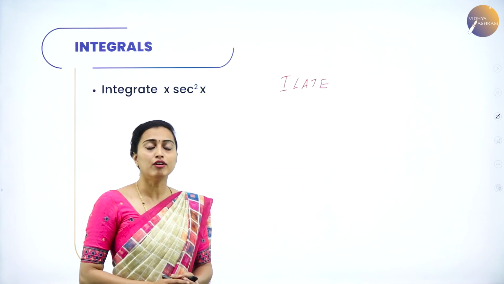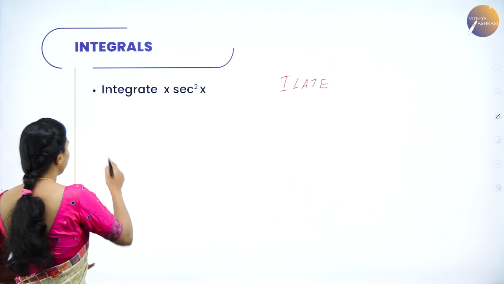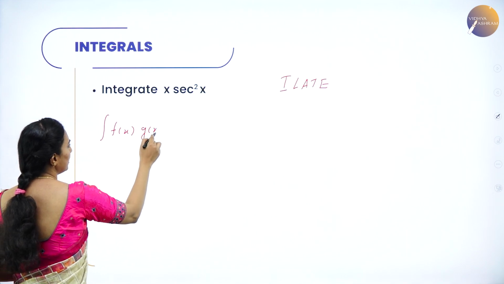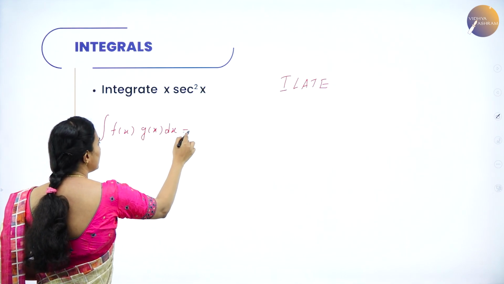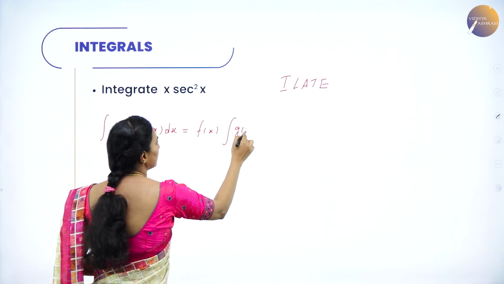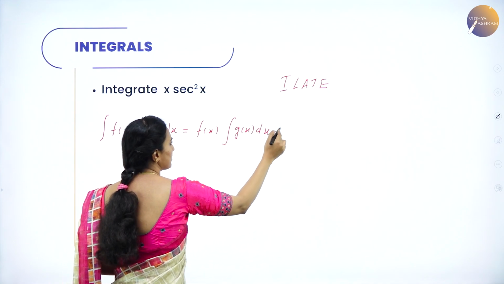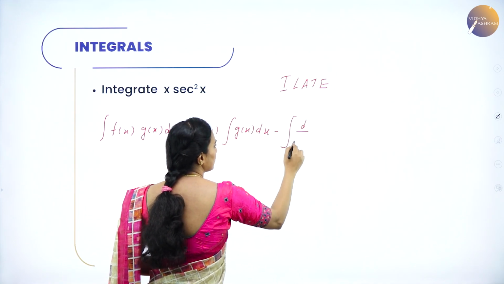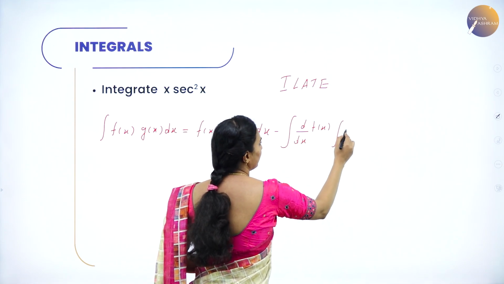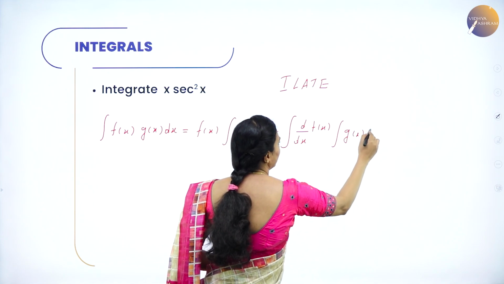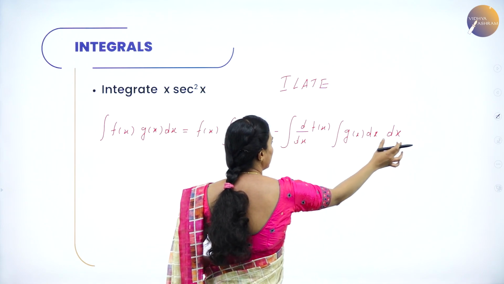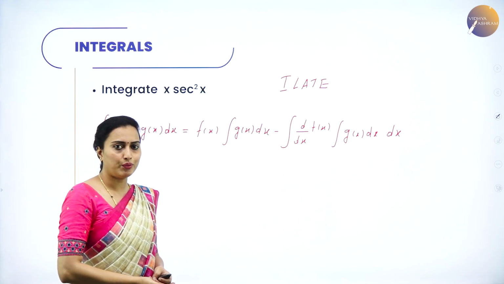Now, let us move on to the formula. What the formula is given? Here, I am taking the first function as nothing but f of x and second function is nothing but the g of x. Okay. Now, it is given by first function into integral of second function minus integral of differentiation of first function into integral of second function dx into dx, isn't it? Now, this dx for this integral and this another dx will be for this integral. We are going to have it as.